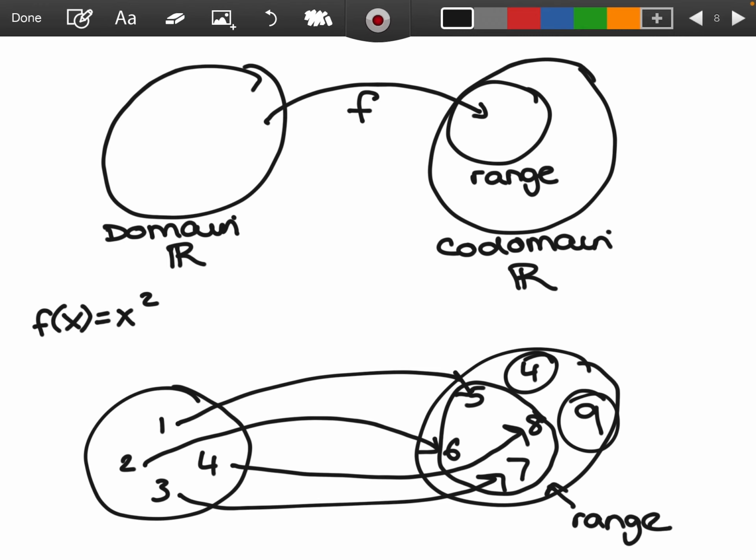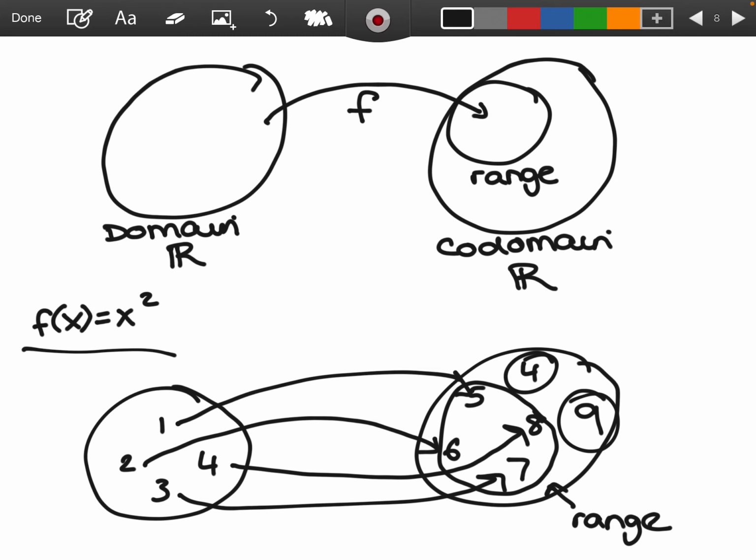The terms that do get mapped to are called the range. But there may be this larger set. The range may not equal the codomain. I may end up with these extra terms in my codomain that don't get mapped to. So they are not in my range of my function because they are not mapped to, but they are within that larger set that we are mapping into. We just don't necessarily get every value in our codomain as a part of our range.